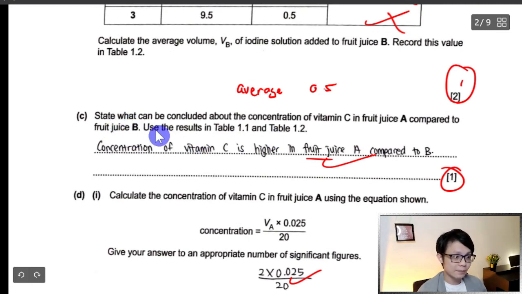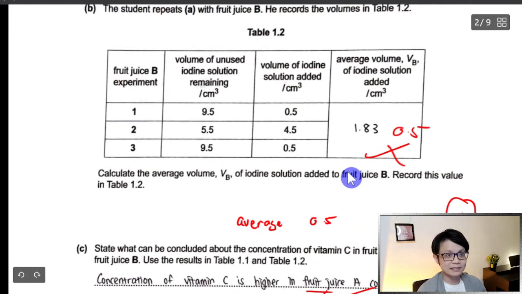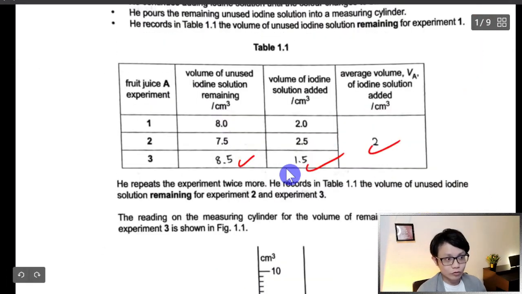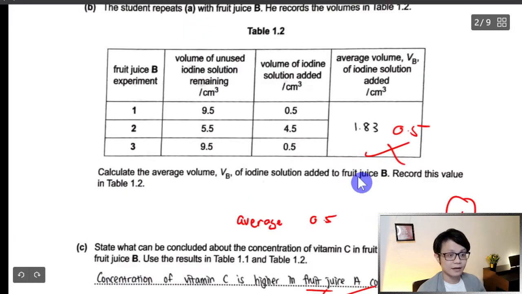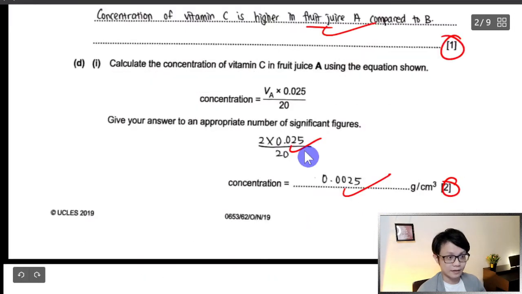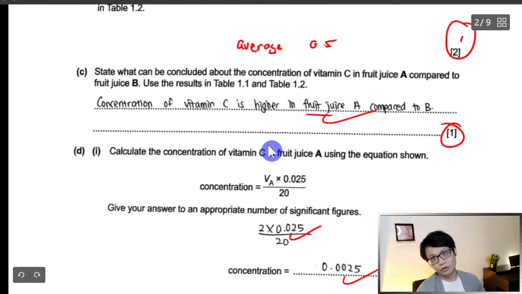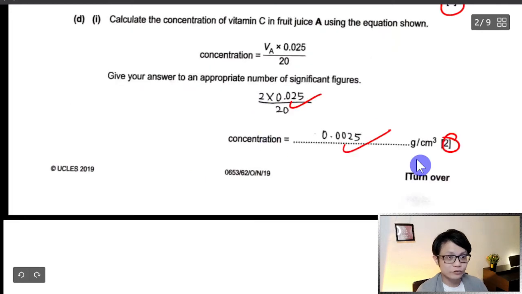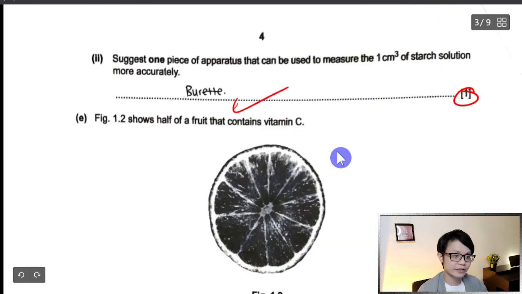State what can be concluded about the concentration of vitamin C. The concentration of vitamin C is higher in A. As long as you say something like A is higher, because the student put 1.83 but here is 2. So A is higher than B. Though the answer here is wrong, this is still correct, so the student gets 1 mark. Calculate the concentration of vitamin C is a very straightforward question. Formula gets 1 mark, remember to do the formula. Answer with the unit gets 1 mark. So you get 2 marks here.